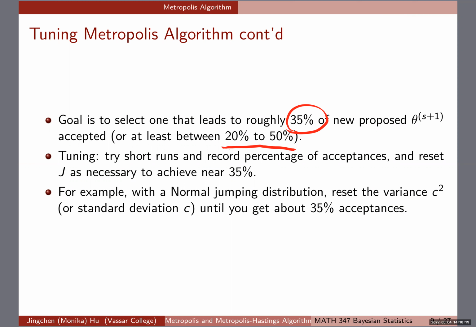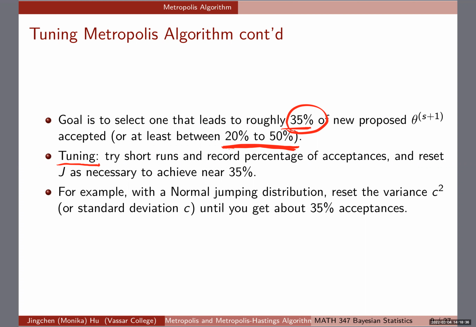So that's when you're trying to track how often you accept the new draws and all that. And of course, this is part of the tune-in. And then if it's far away from this 35% or outside of 20% to 50%, that's where you want to tune that proposal distribution a little bit more.